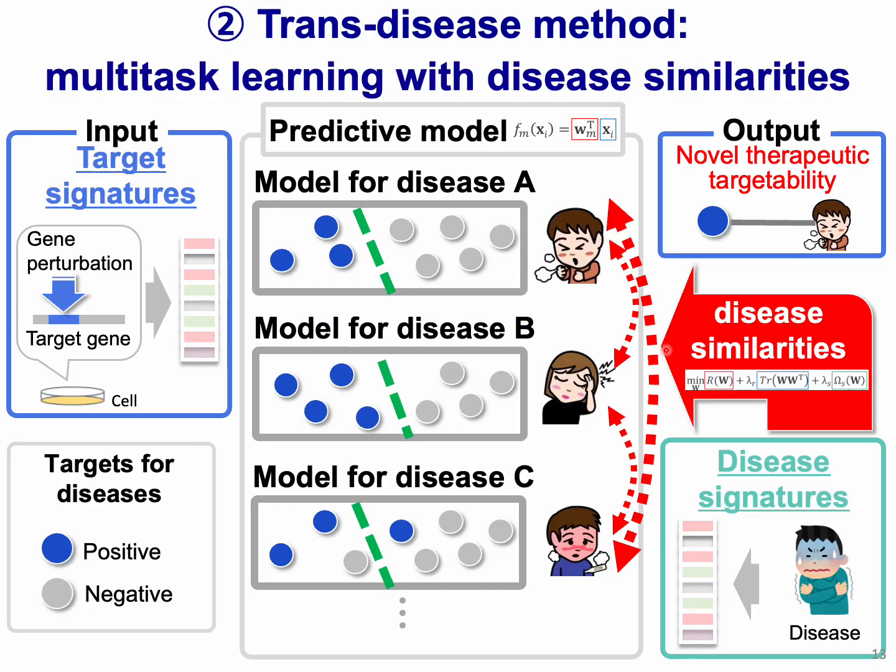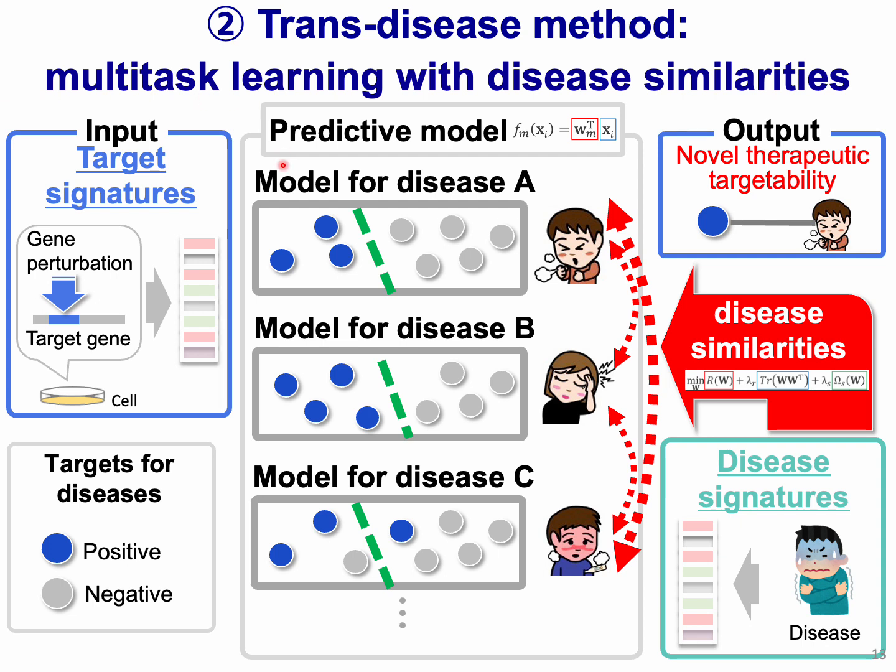The next one is trans-disease method. In the trans-disease method, we predicted therapeutic targets by multitask learning with disease similarities. In this method, we used target gene-perturbed expression signatures as input data.